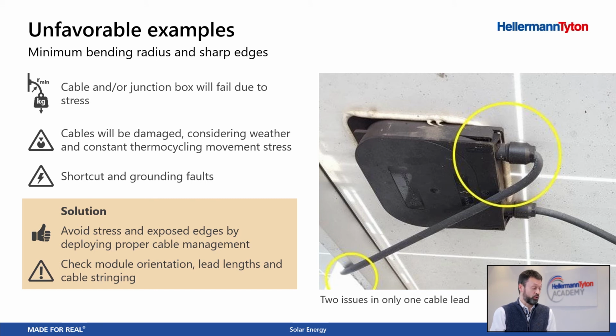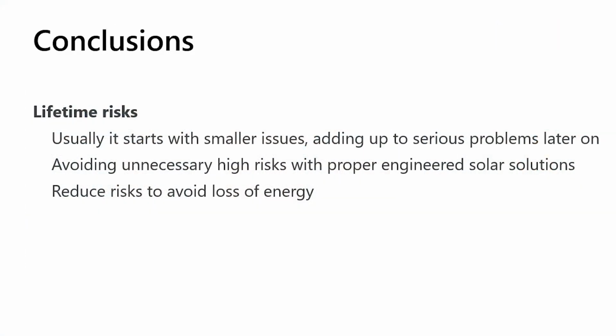Also take care about this one. You want to avoid shortcuts and grounding faults when there are sharp edges exposed, like at the bottom of the picture you can see. So the recommendation there is to avoid any stress on the cable by implementing proper cable management. Also check the module orientation and the length of the junction leads, just to make sure all of this is working on your plant setup.